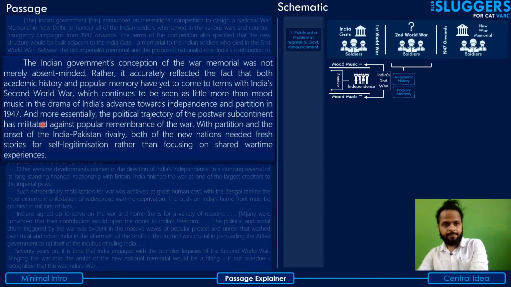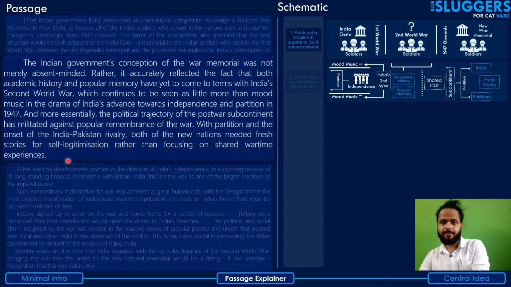Okay, next. And more essentially, the political trajectory of the post-war subcontinent has militated against popular remembrance of the war. With partition and the onset of the India-Pakistan rivalry, both of the new nations needed fresh stories for self-legitimization rather than focusing on shared wartime experiences.